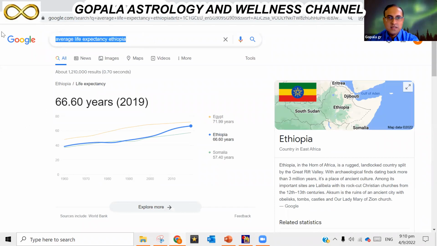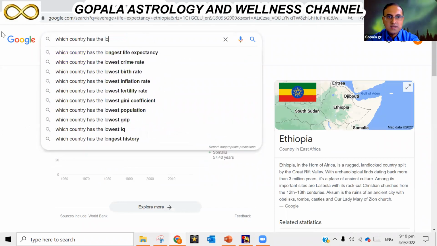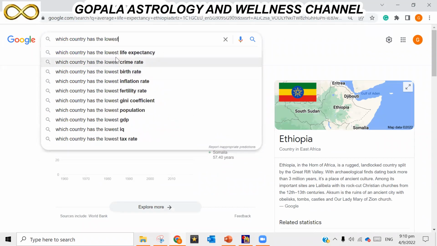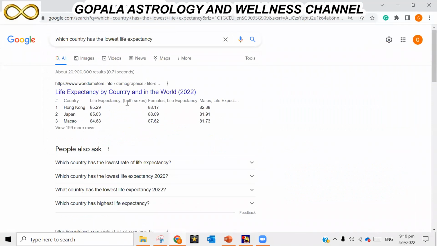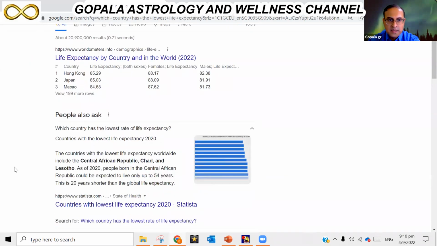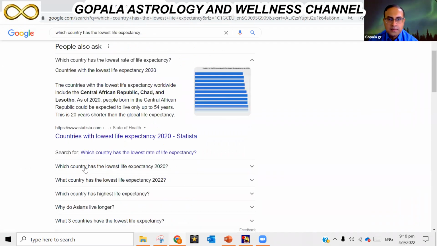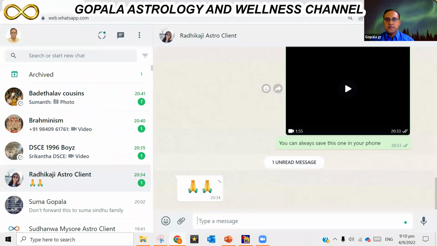Which country has the lowest life expectancy? Don't say it's America. Hong Kong? No, it is the highest. I should see the lowest. So it says Central African Republic. Yeah, this is what is expected. 54. Awareness of health and the health programs from the government may be very low. I am just speculating. It's off topic, not a part of our discussion tonight.